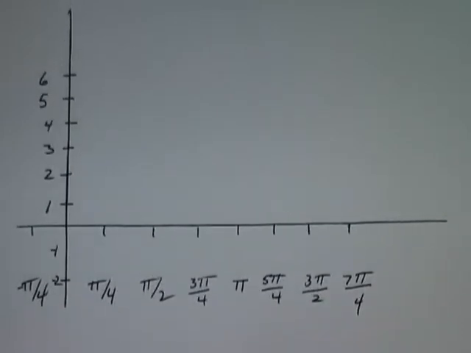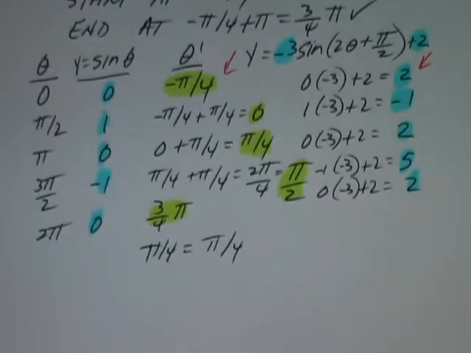Okay, so here is my coordinate plane. Now keep in mind that our function is going to start at negative pi divided by 4. And at negative pi divided by 4, y is equal to 2. So I'm going to graph that here. And then, when theta is 0, we get -1. So I'm going to graph that there. Again, this is coming from the table of values that we got before.